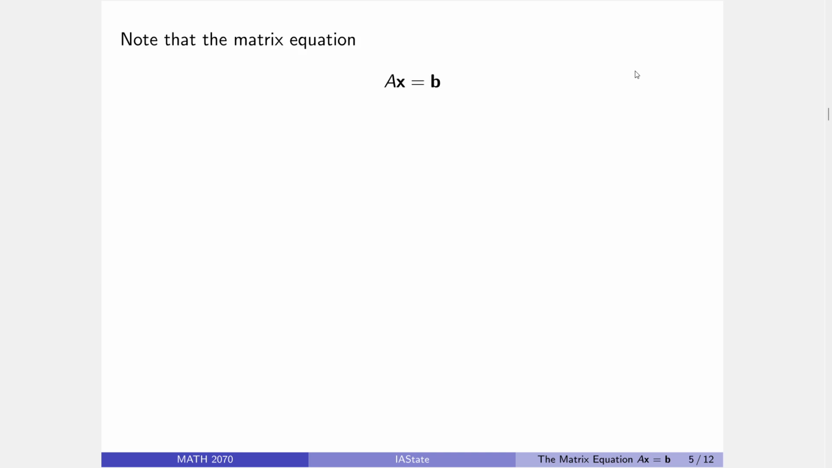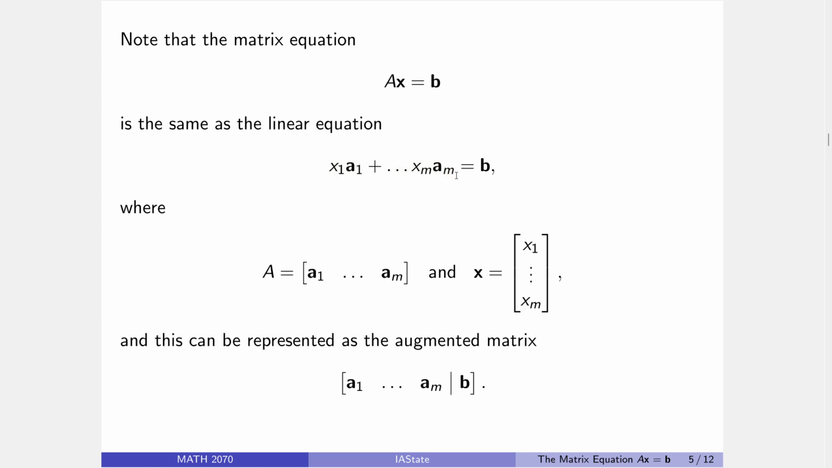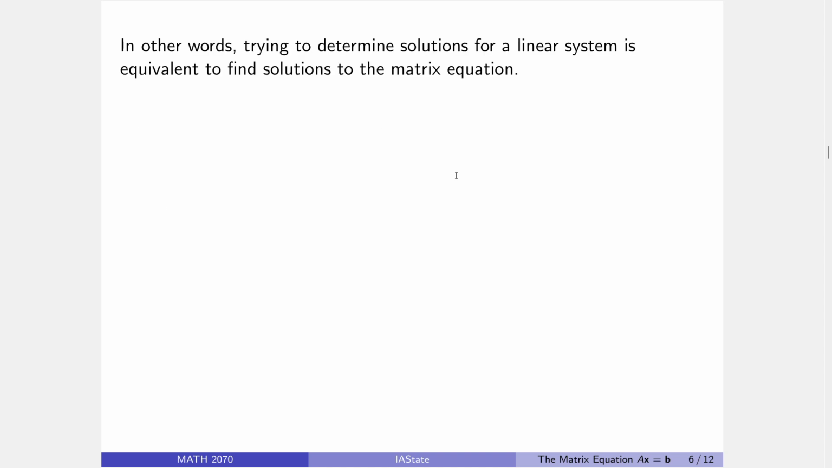Alright, now, I kind of already let the cat out of the bag on where we're going with this, but A times x equals b is the same as this linear equation, where b is just some right-hand side, and here we've got our linear combination of the columns. Note that this can basically just be written as the augmented matrix, in other words, the system of linear equations. So trying to determine the solutions to a linear system is the same thing as finding solutions to that matrix equation.